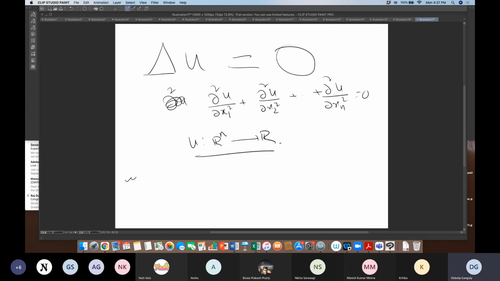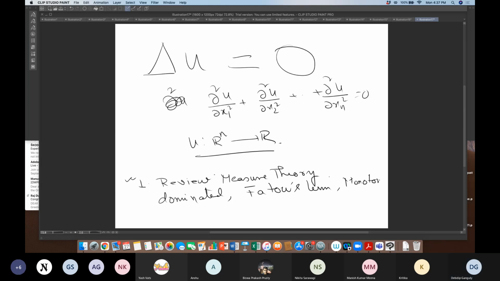So before coming to the class, I request you to have a look at this. Just review. I will do some revision. Review measure theory: the dominated convergence theorem, Fatou's lemma, and the monotone convergence theorem.